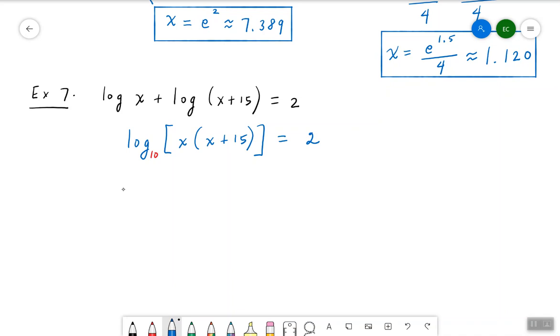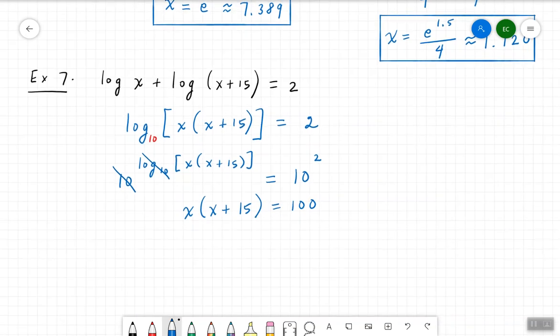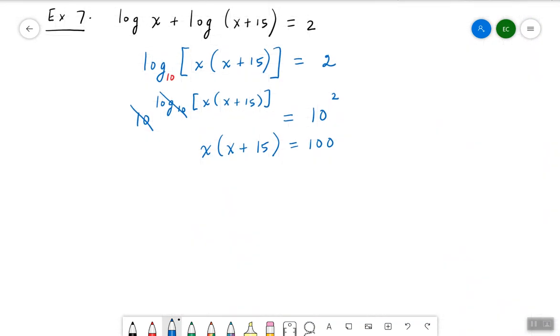And so in the next step, we'll put base 10 underneath to create the exponential. And we'll put a base 10 on the other side to get 10 squared. 10 and log base 10 cancel, and we have x times x plus 15 equals 100. And this is kind of nice because this reminds us of chapter 1. This takes us all the way back to the beginning of the course when we learned to solve quadratic equations. That's exactly what this is.